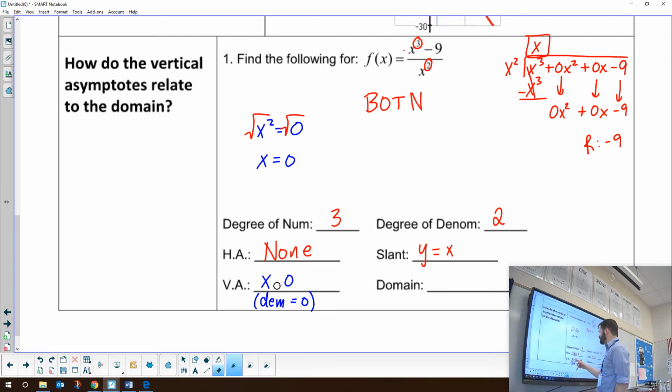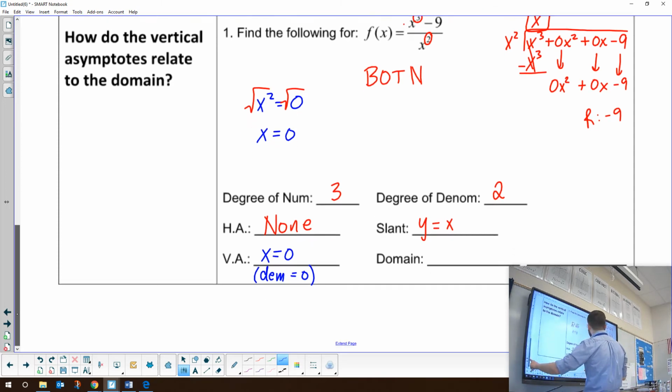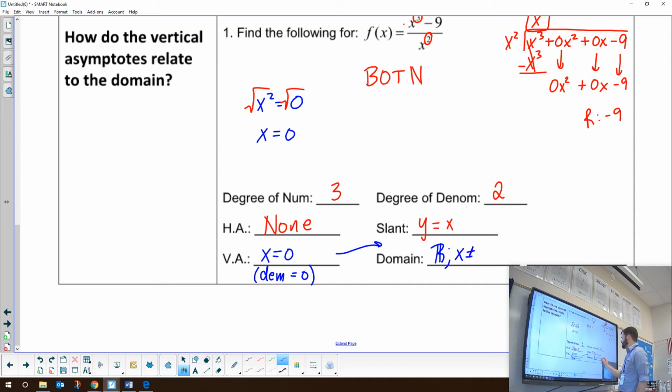And so if I have an undefined value of x can't equal 0, that's going to be my vertical asymptote. So we're going to have a vertical asymptote at x equals 0. Now, that's going to help me write out my domain. My domain is really just going to be whatever my vertical asymptote is as well. So my domain is going to be all real numbers except x can't equal 0. And we can also write that like this: negative infinity to 0, union 0 to positive infinity.